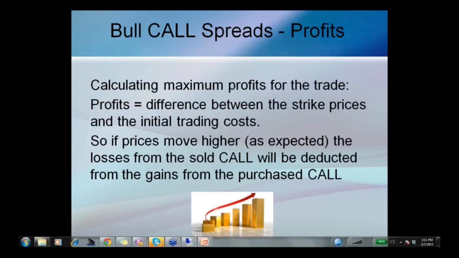Just to recap, profits are the difference between the strike prices and the initial trading cost of the trade. So if the prices move higher, as expected, the losses from the sold calls will be deducted from the gains. The whole point of selling an out of the money call is to reduce your cost basis, your original debit that you have to pay. And you do that because the probability of the stock reaching the strike price of the short call is small. This is why we personally prefer to trade option spreads.